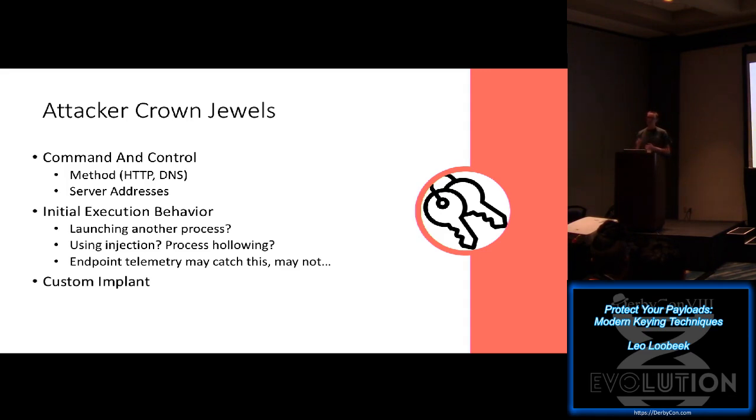Initial execution behavior. We're no longer just dropping a single file or executing one process that calls back to our C2. There seem to be a lot more links in the chain. So you're maybe using process hollowing and executing that with a scheduled task, and with that sort of execution behavior, you feel comfortable getting around an EDR solution. And then there are some individuals or teams that are even going the more custom implant route. And that's something you want to keep close to your chest during your red team engagement, the whole way through.